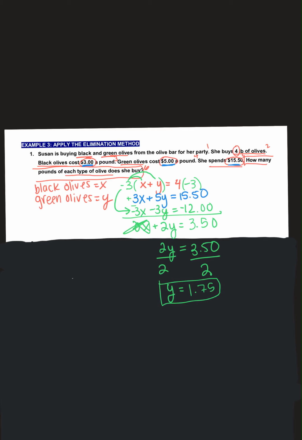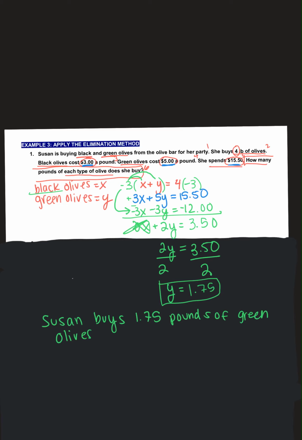So who are we talking about? Susan. So let's write the first part of our answer. Susan buys 1.75 pounds of green olives. Now we just need to find out how many pounds of black olives.